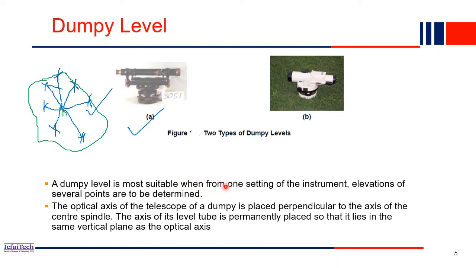So the dumpy level is most suitable for one setting when you want to find the elevation of several points. The optical axis of the telescope of the dumpy level is placed perpendicular to the axis of the central spindle. So the central spindle is this one, and the vertical axis is perpendicular to the telescope axis. The axis of the level tube is permanently placed. If you see a real picture, it will be permanently placed here, so that it lies in the same vertical plane as the optical axis. So these are the two types of dumpy level.